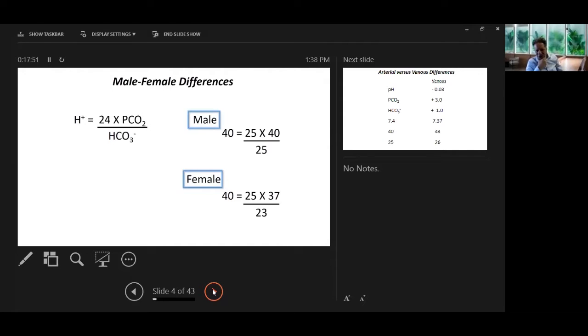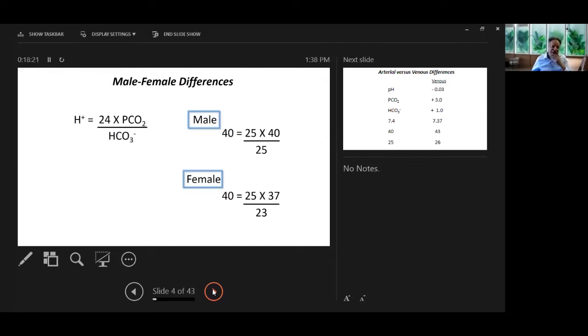Now, the next thing to remember is that the normal numbers that we get in the blood are different in a male and female. And we tend to always think of male numbers, that the PCO2 will be 40, the bicarbonate will be 25. That's not true in a female. Females run PCO2s that are slightly lower, like around 37. And the bicarbonate's also a little bit lower, it's around 23. And when women ovulate, the PCO2 can go down into the high 20s, low 30s.